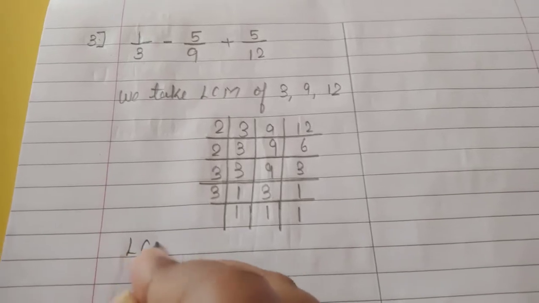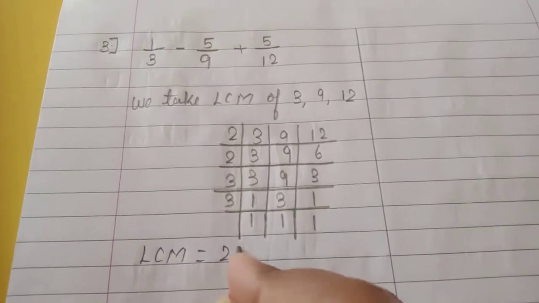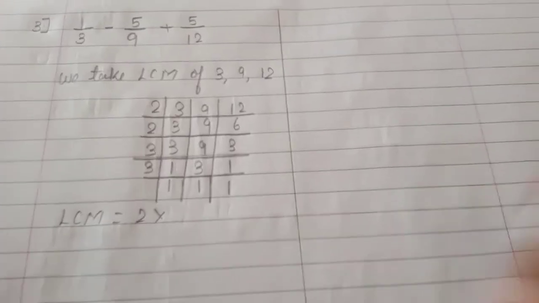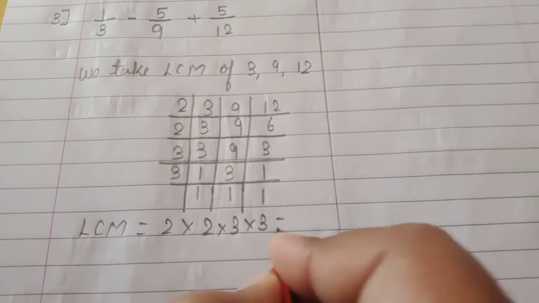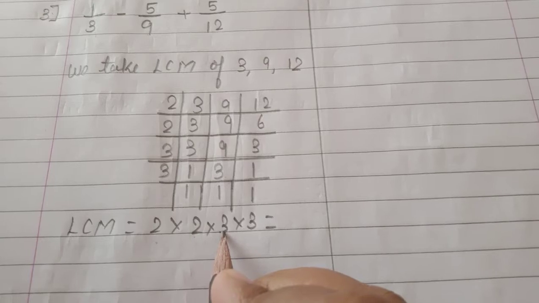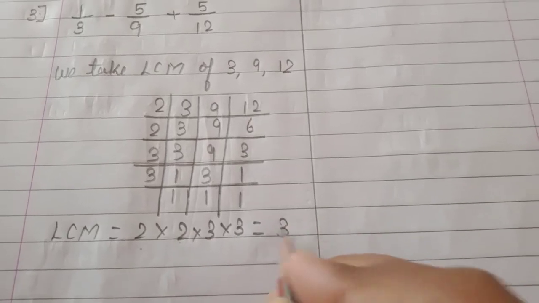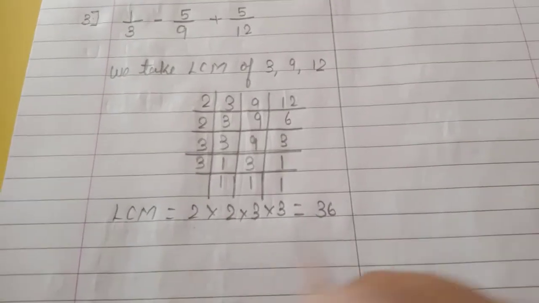Again this 3 is there. So we will take 3 table. 3 1s are 3. So LCM equal to 2 multiply by 2 multiply by 3 multiply by 3. So 2 2s are 4. 4 3s are 12. 12 3s are 36.